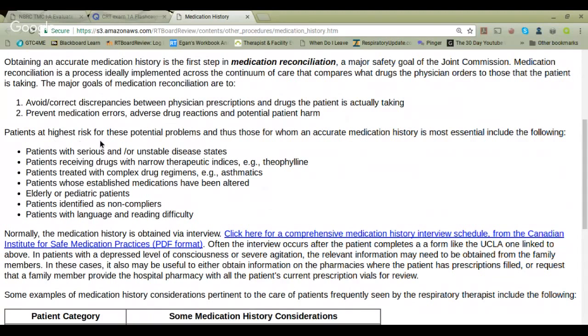Patients at higher risk for these potential problems, and thus those for whom an accurate medication history is most essential, include the following: patients with severe or unstable disease states, patients receiving drugs with narrow therapeutic indices, example theophylline, patients treated with complex drug regimens, example asthmatics, patients whose established medications have been altered, elderly or pediatric patients, patients identified as non-compliers, and patients with language or reading difficulty.